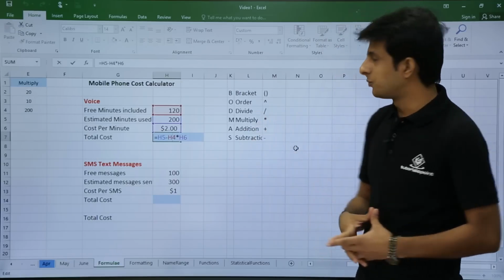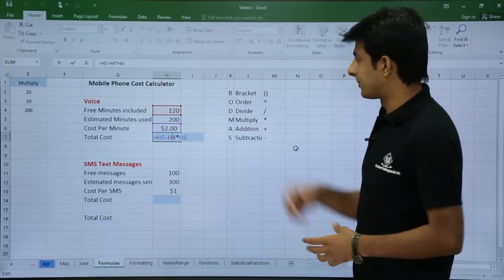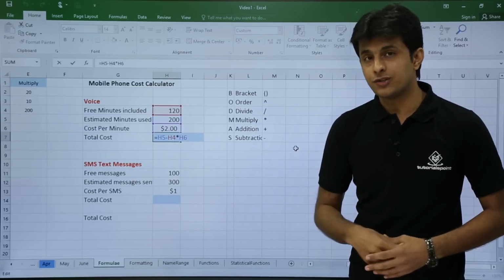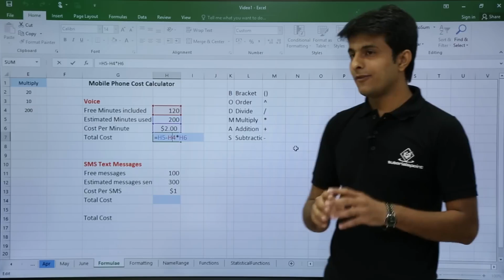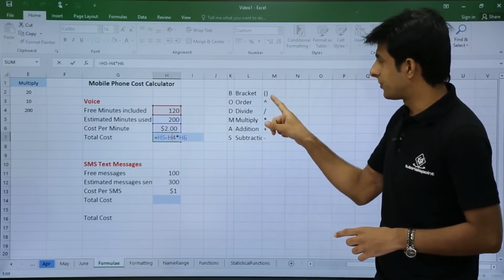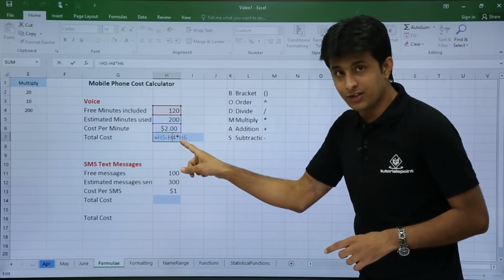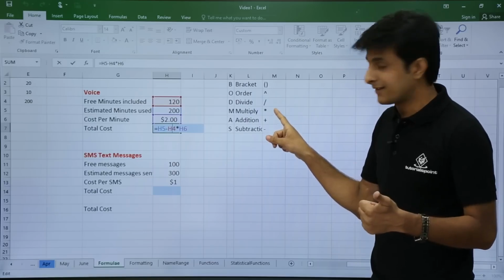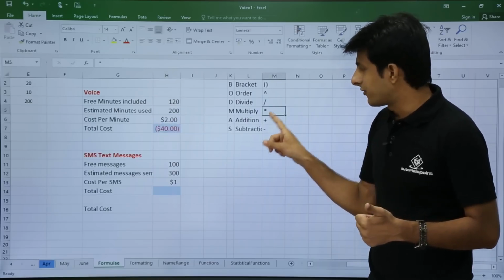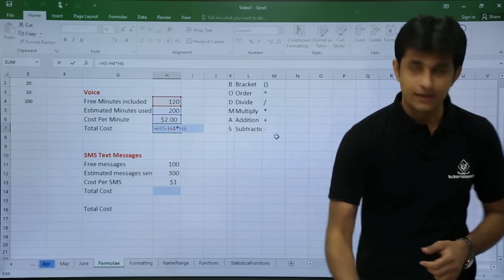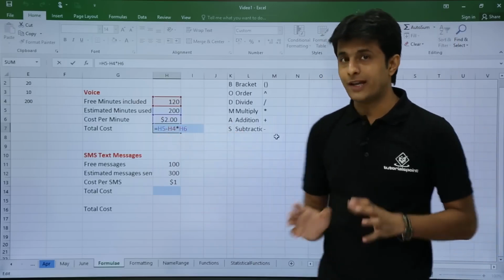Similarly, let's try one more option here. And per dollar I'm charged for any SMS. So I'll type here equal to, brackets, estimated minus free SMS, and I've put it into a bracket because that will be given as the first preference. Now I'll multiply that entire thing with $1. So now if you see clearly, I have used an extra 200 SMS in a month. Per SMS I have been charged $1. So I'll be getting a charge of almost $200 when I press enter. So I'm getting the answer as $200.